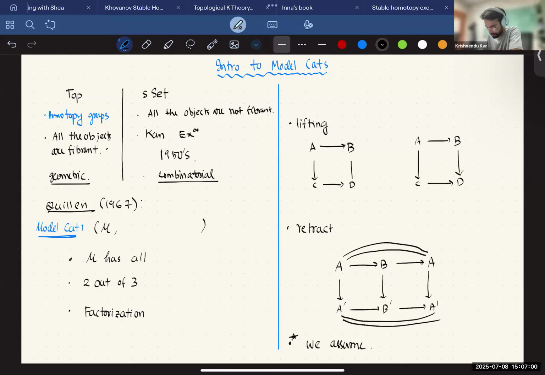So what do I mean by that? Your model category will start with a category M, and it has three special types of morphisms. This is called cofibration. Fibration, and weak equivalence. Let me write down fibration here. And this is your weak equivalence.